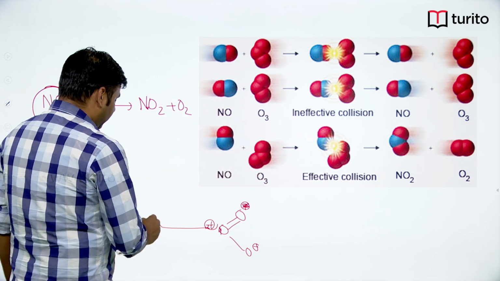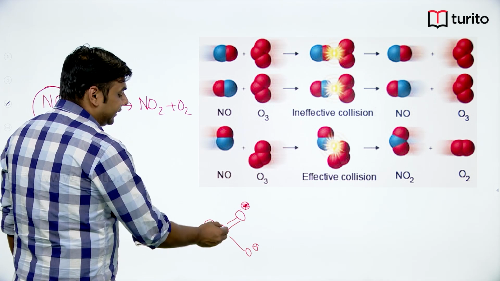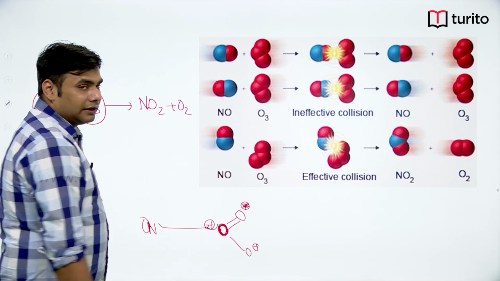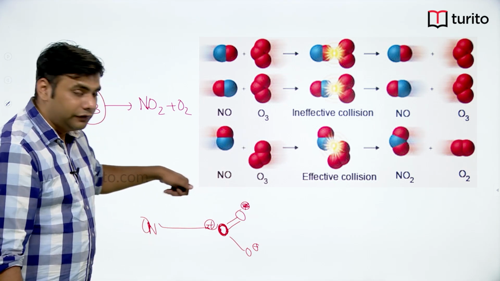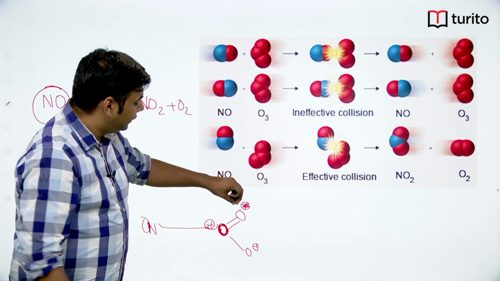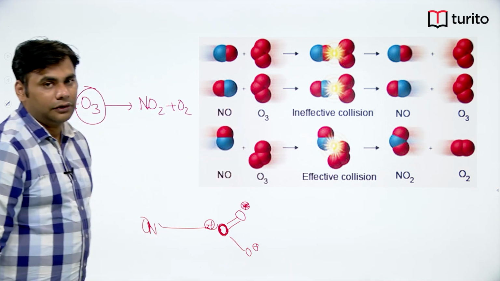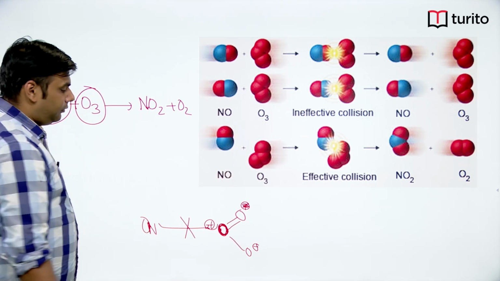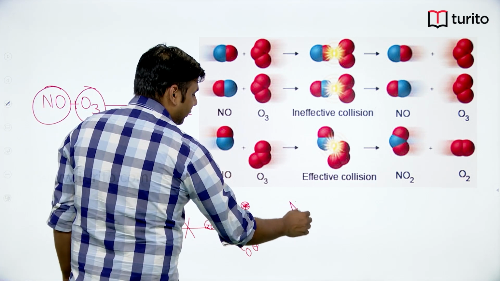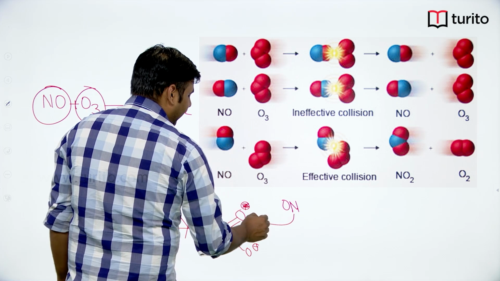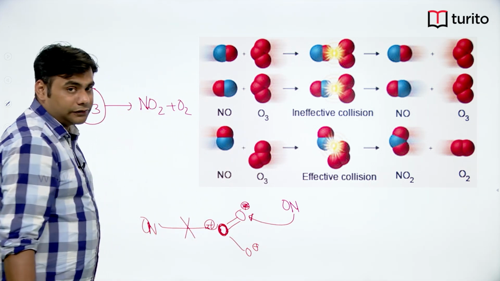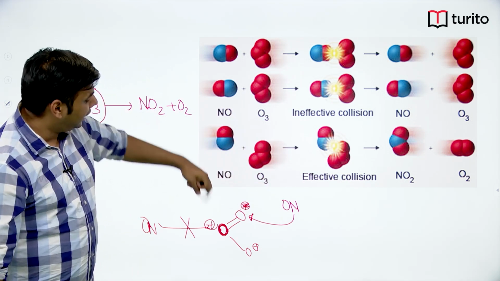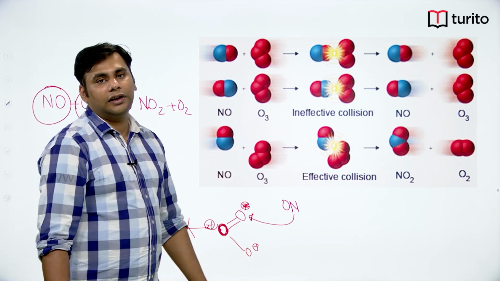So basically the NO has to go and attack at this oxygen. If it attacks at this oxygen and the collision is effective, this can remove the oxygen from over here. So the two oxygens over here will be released. So basically this orientation is not good. Suppose in a case this NO comes and attacks at this oxygen and takes out this oxygen along with it. So what will happen? NO2 will be formed and an O2 will be formed. So this orientation is possible.